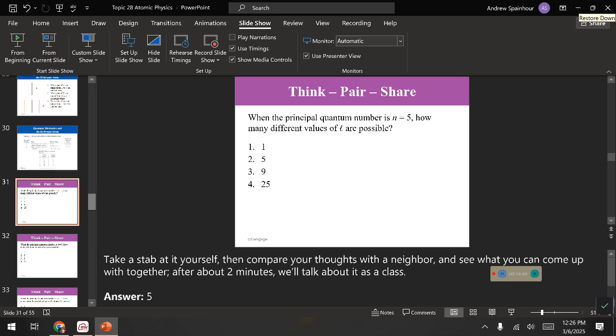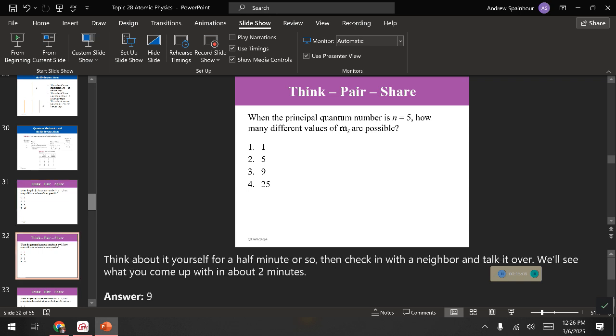Principal quantum number is 5. How many values of L are possible? 5. Remember that for L, you also have to think of the 0 as well. You're right, the highest value of L is 4. The options are 0, 1, 2, 3, and 4.